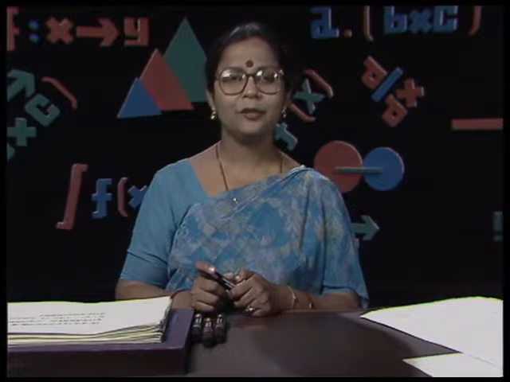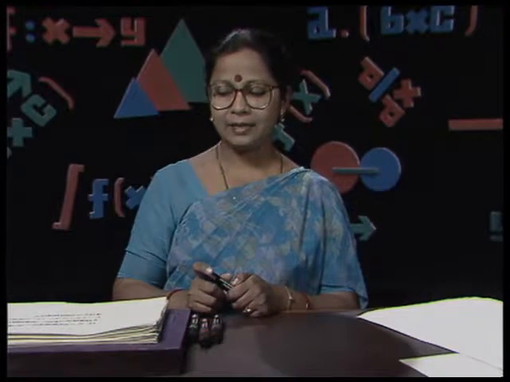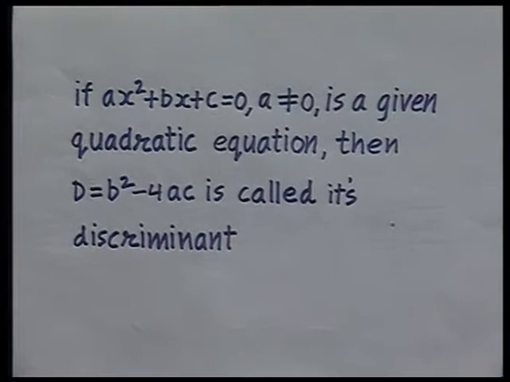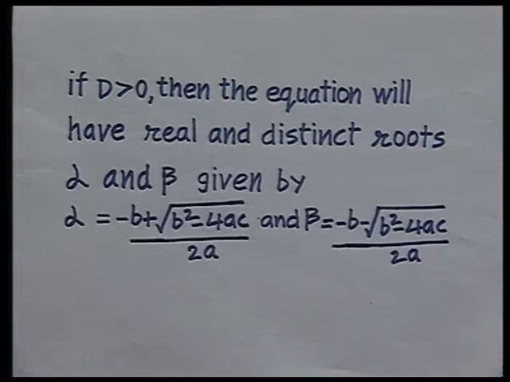Hello viewers, we learned certain facts regarding roots of quadratic equation in our previous lesson. What are those? We learned that if ax square plus bx plus c equal to 0, a not equal to 0 is a given quadratic equation, then D is equal to b square minus 4ac is called its discriminant.